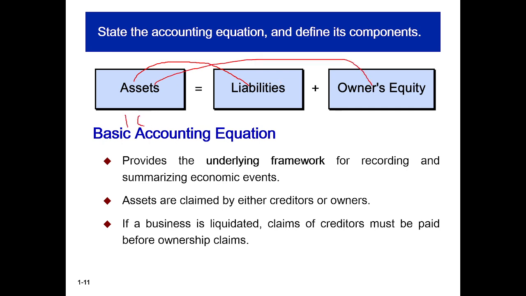Suppose assets are 10 taka and owner's equity is 7 taka. So 3 taka is the liabilities. When the company is winding up, the liability must be paid first, and then the residual amount, 10 minus 3 equals 7, this 7 taka is owned by the owner of the company. So in a business, creditor claims must be paid before ownership claims.